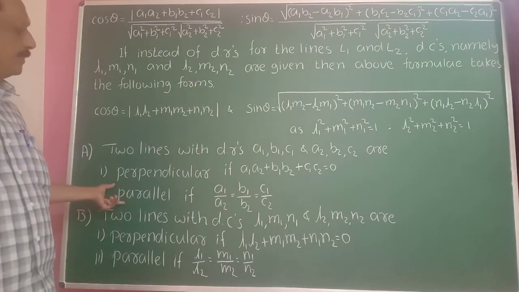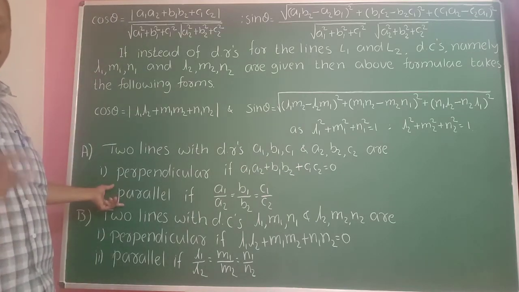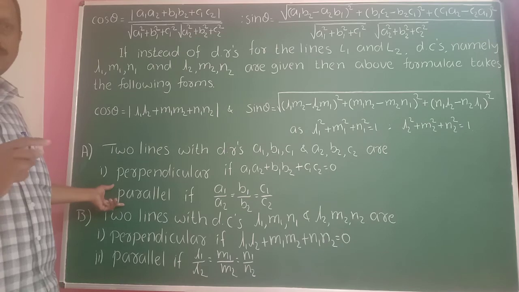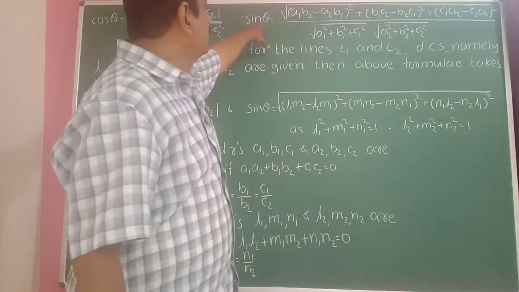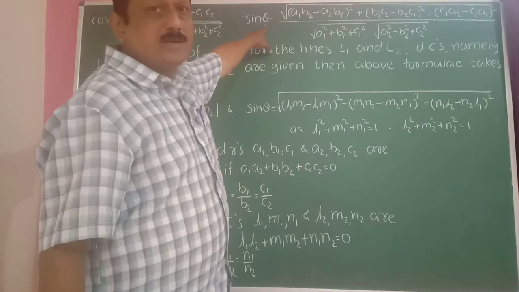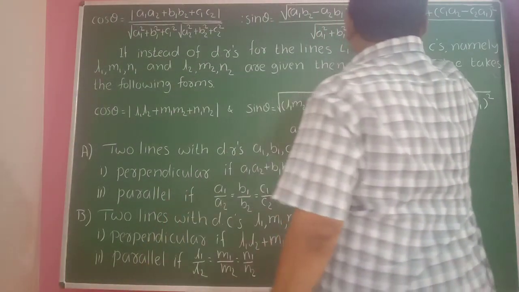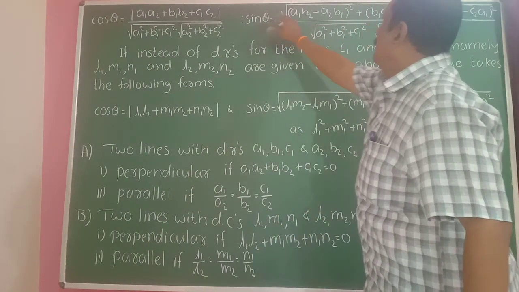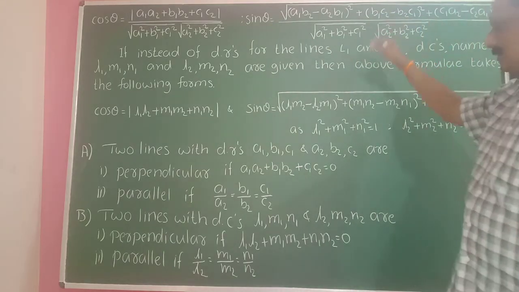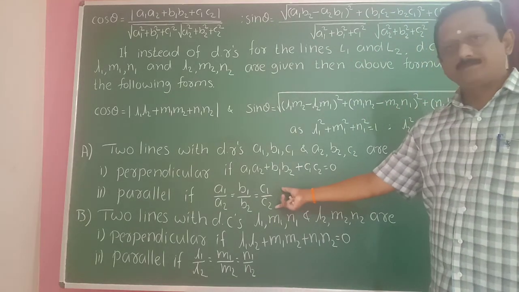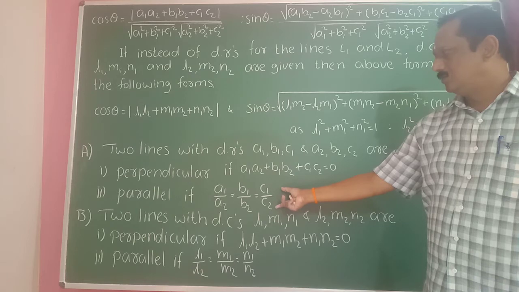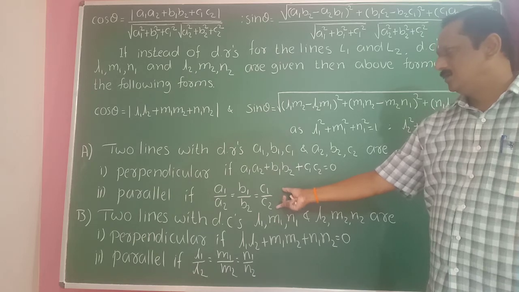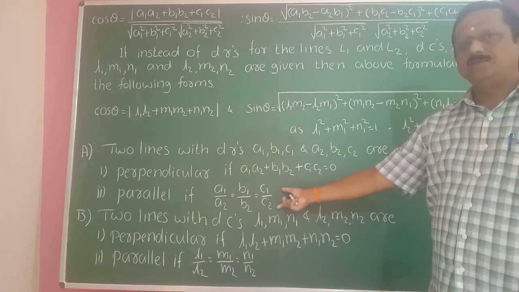And the two lines are parallel. In that case, the angle is 0. If two lines are parallel, then the angle is 0. In that case, put theta equal to 0. Sin 0 becomes 0, and take these two terms. Then equate with 0 here and simplify, we get this result: a1/a2 = b1/b2 = c1/c2.